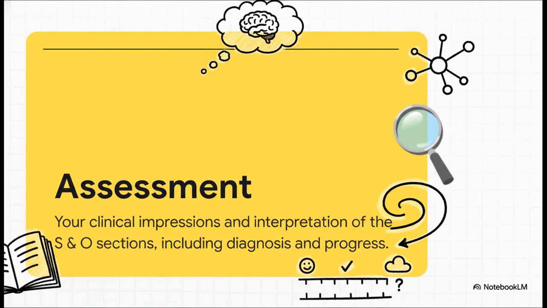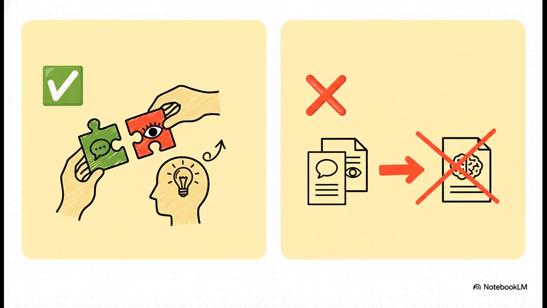This is where you might document a diagnosis, talk about the client's progress, or maybe lack of progress, and explain your clinical reasoning. You're basically telling the ongoing story of their treatment from your professional viewpoint. So the absolute crucial point here is analysis, not just repetition. You can't just copy and paste what you wrote in the S&O sections. No way. You have to explain why it all matters.